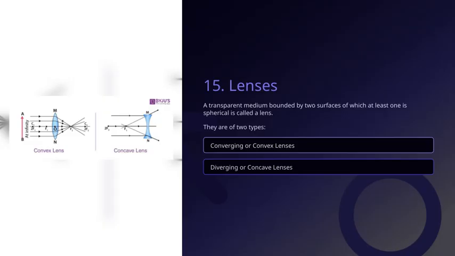Let's talk about lenses. A lens is basically a transparent medium bounded by two surfaces, and at least one of these surfaces must be spherical.